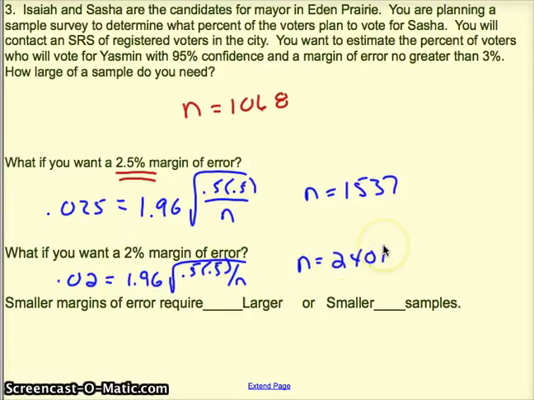So just quickly showing the logic through the math of what happens. A smaller margin of error requires a larger sample size. If I want to be more precise, I should talk to more folks. So the logic of that ought to make some sense to you. Smaller margin of error, more precision in my estimate. I should gather more data before doing that.